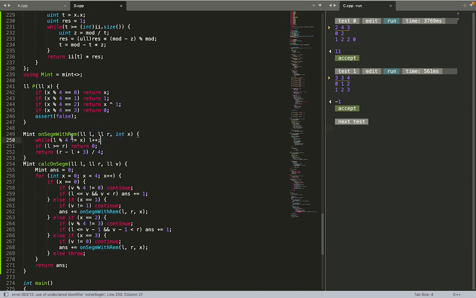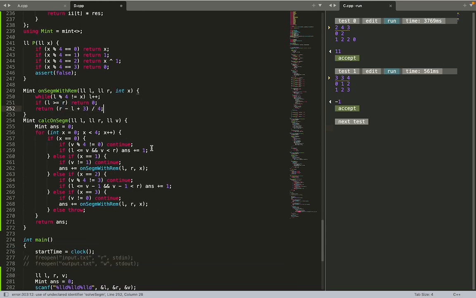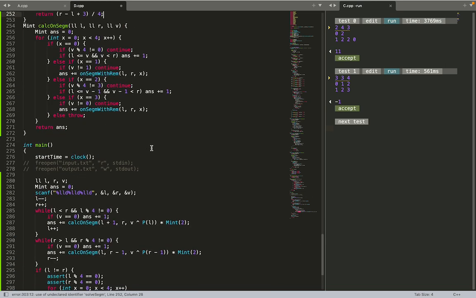Yeah. So I'm moving left border to the right until I have this remainder. Then each fourth number is good for us if L is at least R. So that means that my half interval doesn't have any numbers which are x modulo 4. Otherwise this number of them. This is bad.